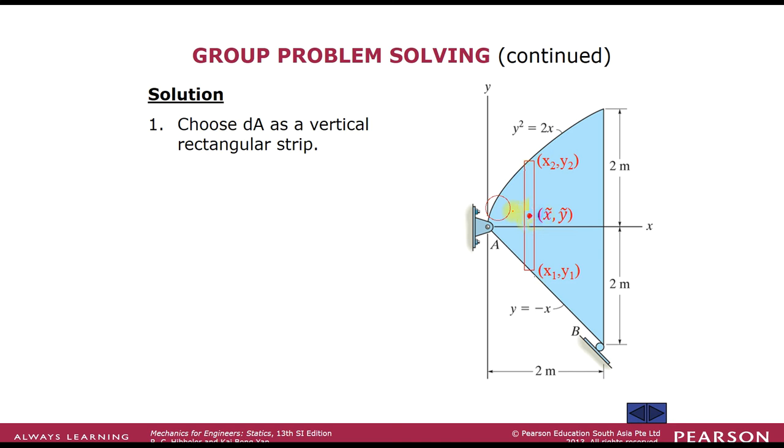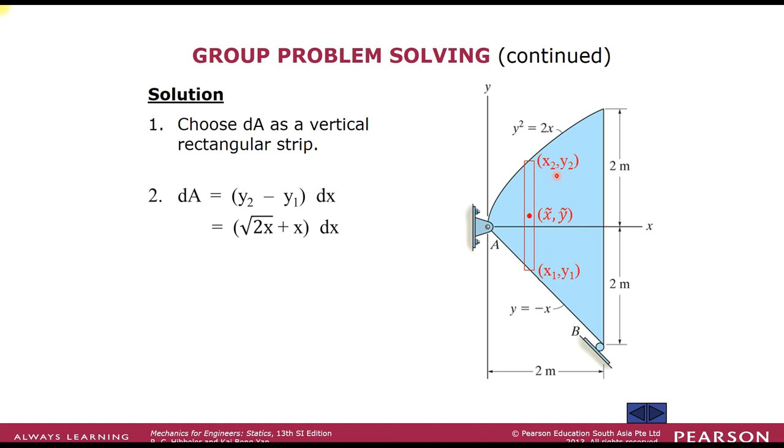For this particular rectangular strip, it intersects at x1, y1 below, between A and B, and it also intersects at x2, y2 above, on the curve y squared equals 2x. So we apply the differential element dA, which is y2 minus y1, the difference between these distances, times dx, the smallest value of x that we assume as the width of the rectangular element.